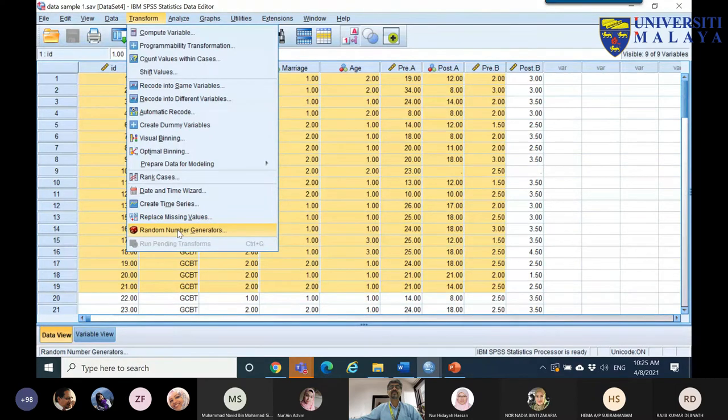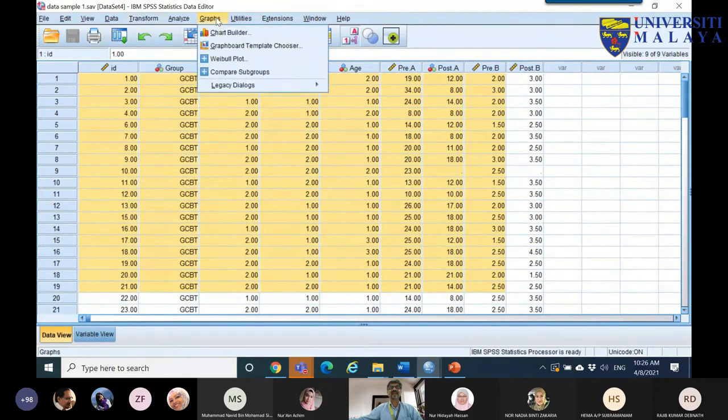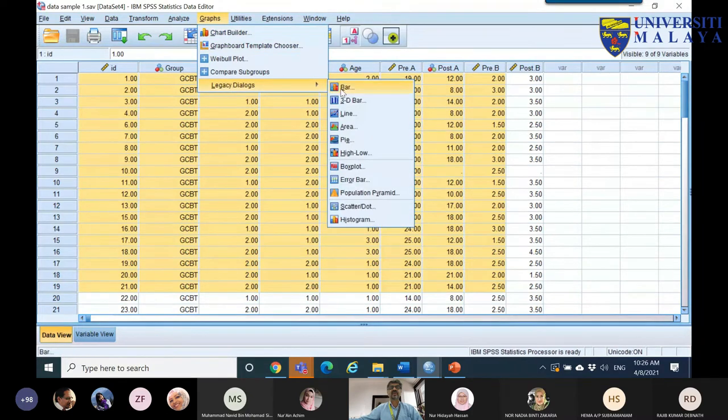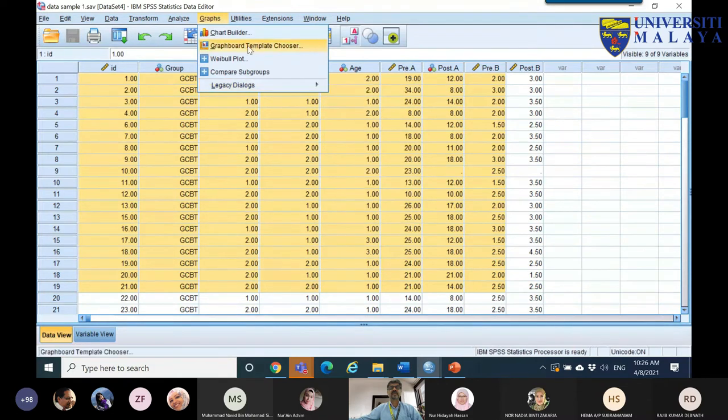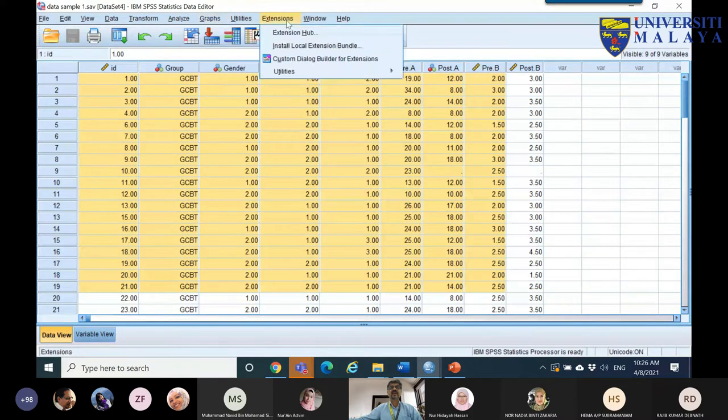Later, I will discuss some options here, especially recoding and computing, which are common techniques in data management. Besides that, you are able to create your graphs and charts. There are different types of options under SPSS. Even in SPSS, there are some options that you can use to create your own extension or macro.